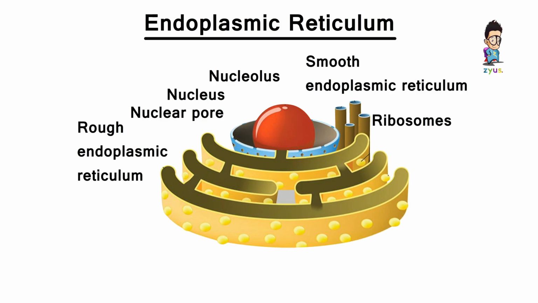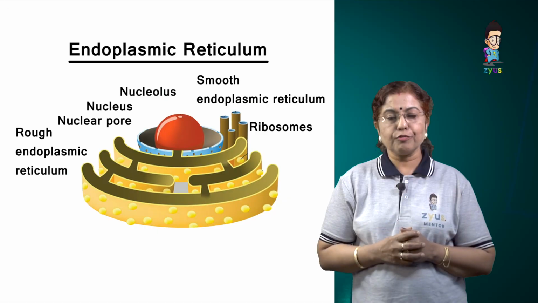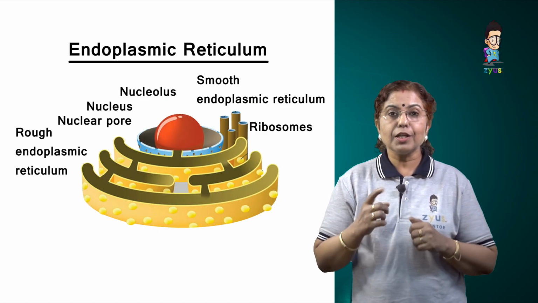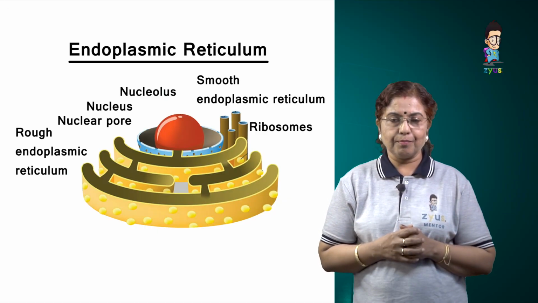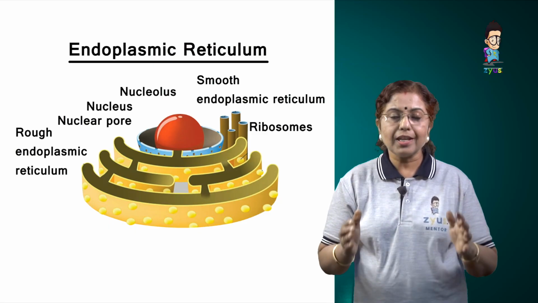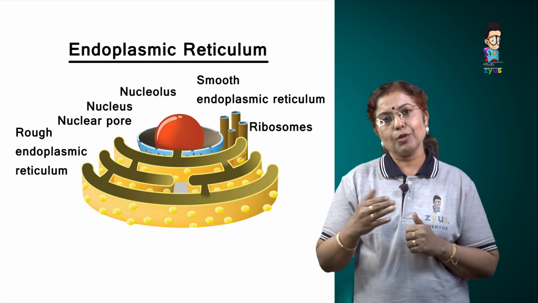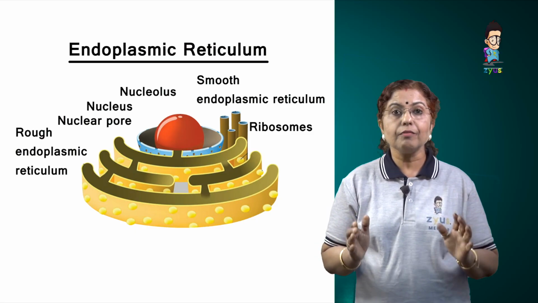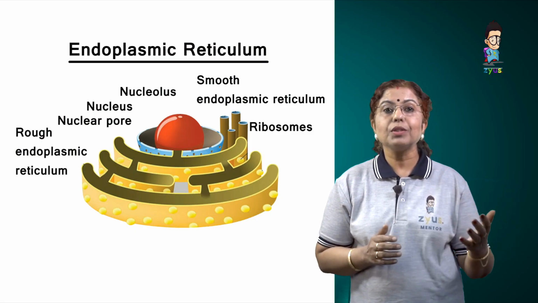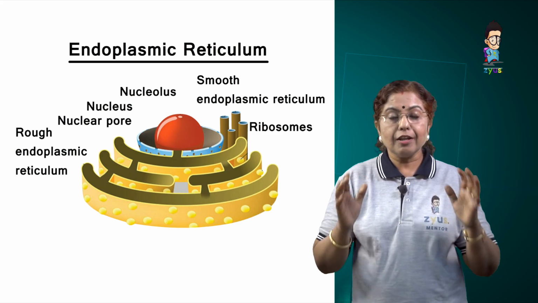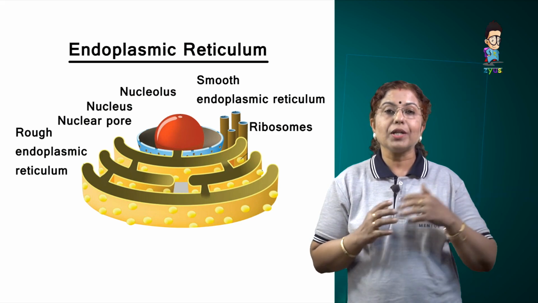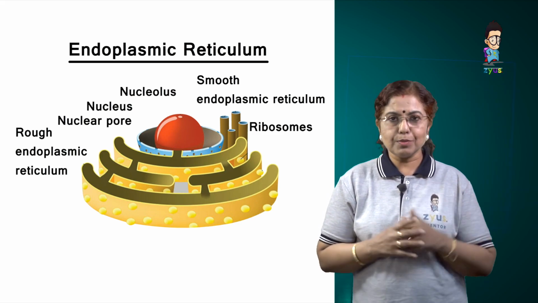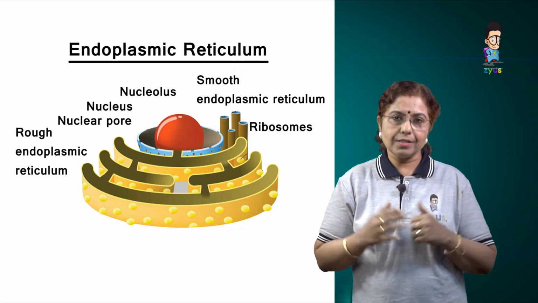Endoplasmic reticulum is a network of membrane-bound tube-like structures present in the cytoplasm of the cell. It is of two types, rough endoplasmic reticulum and smooth endoplasmic reticulum. The endoplasmic reticulum with ribosomes on it is known as rough endoplasmic reticulum. The endoplasmic reticulum without ribosomes is called smooth endoplasmic reticulum. The rough endoplasmic reticulum is the site of protein synthesis. The smooth endoplasmic reticulum is the site of lipid synthesis.